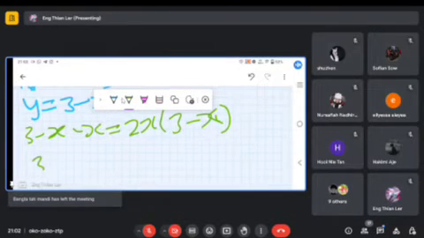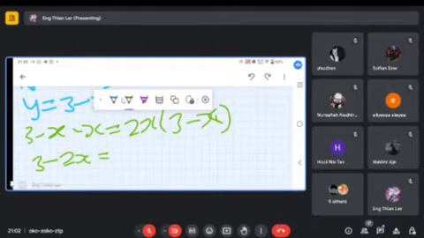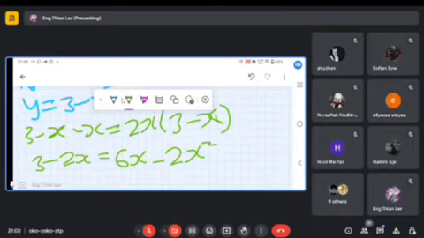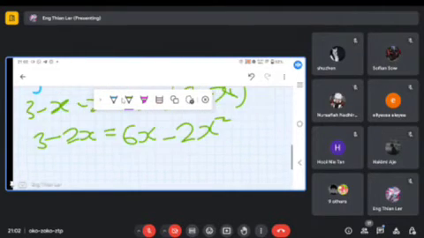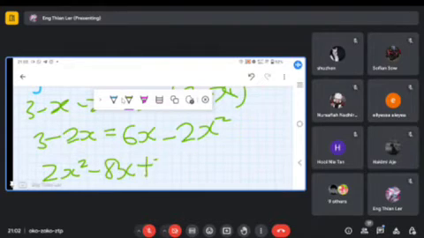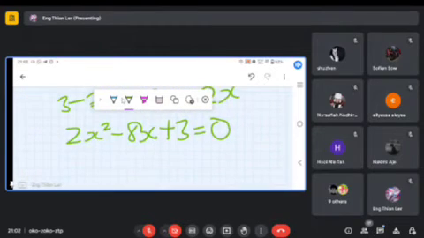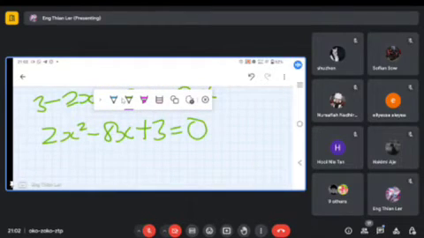So we will get 3 minus 2x here, and 2x multiplied by 3 is 6x, and 2x multiplied by x is negative 2x squared. And we need to make this the general form, so we need to make either the left or right side of the equation become 0. So 2x squared minus 8x plus 3 equal to 0. So we got another quadratic equation.